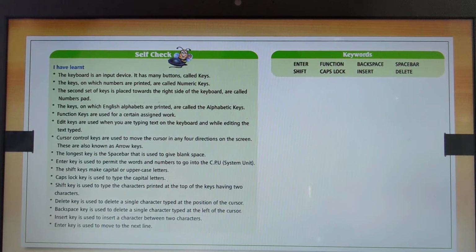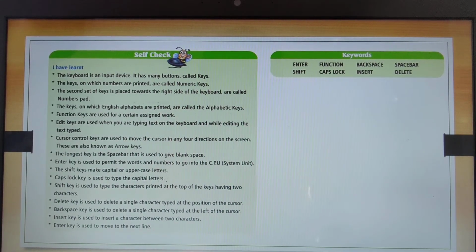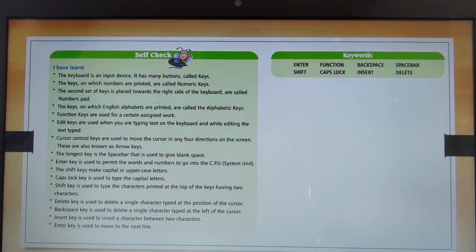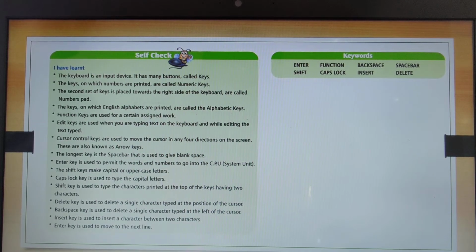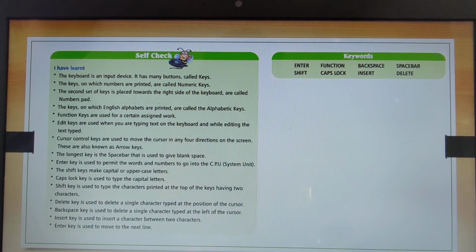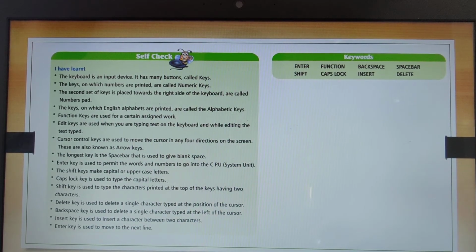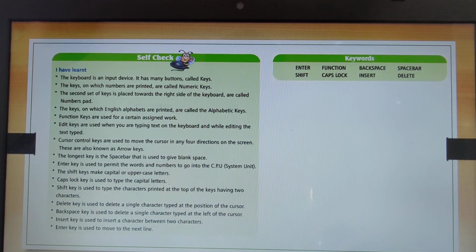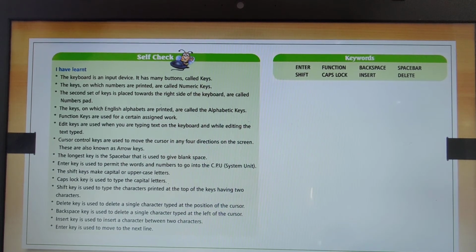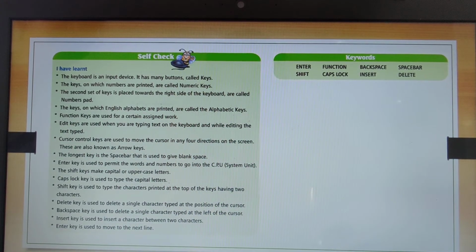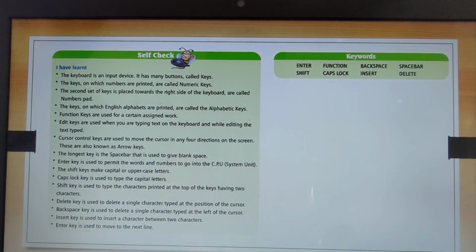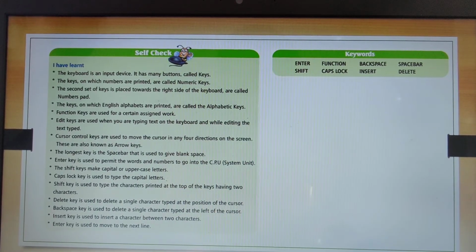The keyboard is an input device. It has many buttons called keys. Secondly, the keys on which numbers are printed are called numeric keys. The second set of keys placed towards the right side of the keyboard is called the number pad. The keys on which English alphabets are printed are called the alphabetic keys. Function keys are used for a certain assigned work. Edit keys are used when you are typing text on the keyboard and while editing the text typed. Cursor control keys are used to move the cursor in any of four directions on the screen. They are also known as arrow keys. The longest key is the space bar, which is used to give blank space.